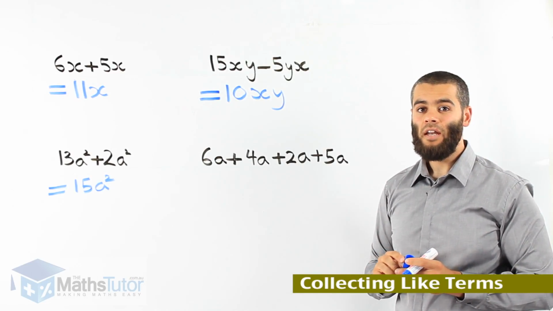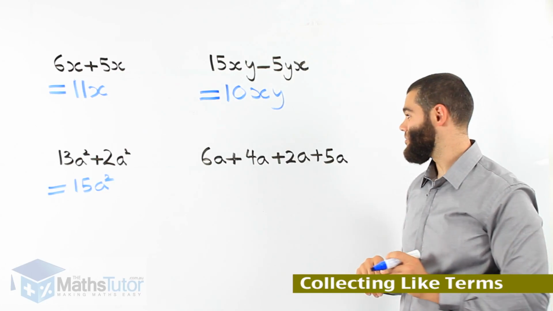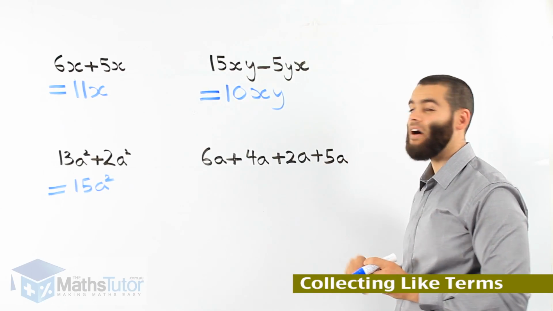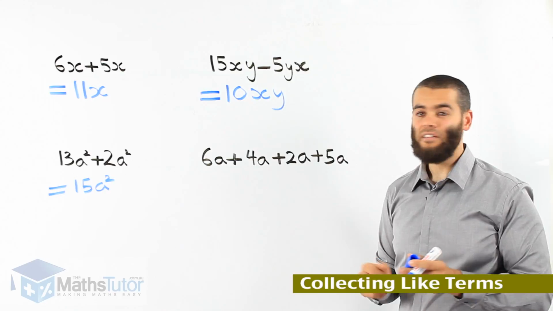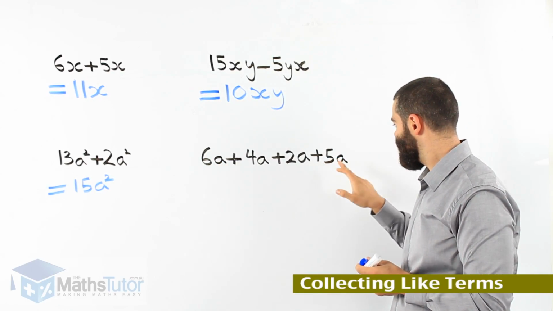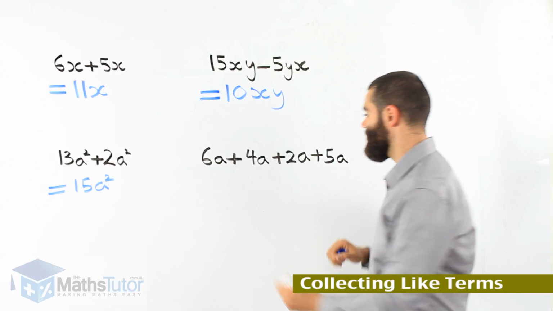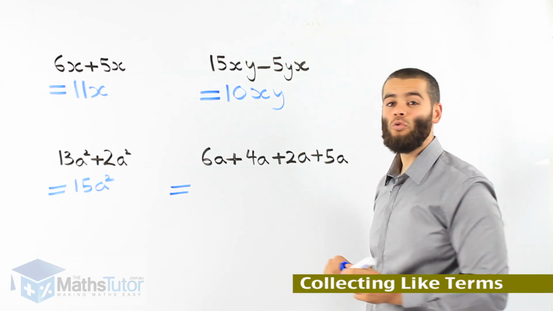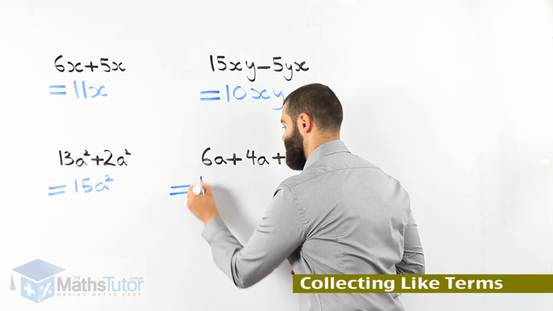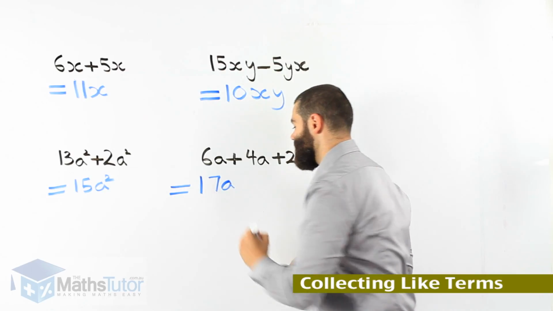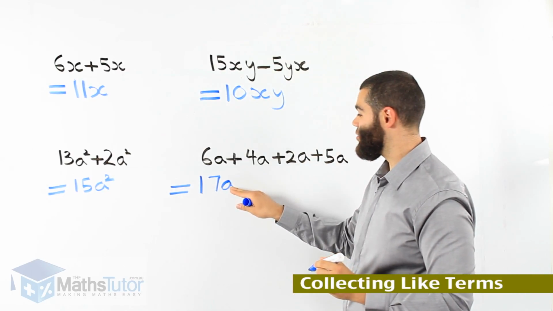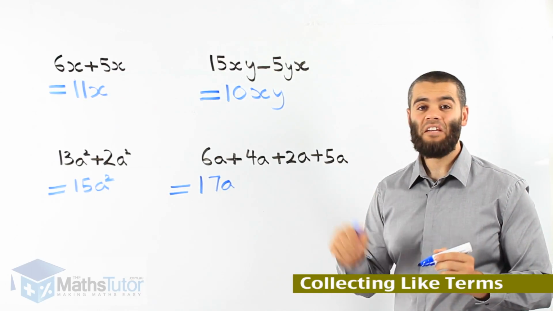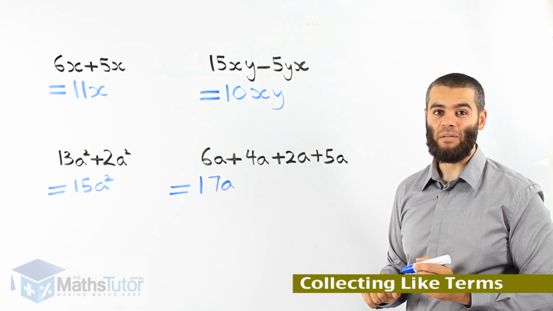Here, another example, but it's a little bit longer. We have 6a plus 4a plus 2a plus 5a. Are they all like terms? A, and A. Yes, they are. We add them all up. 6 plus 4, 10 plus 2, 12 plus 5, 17. 17a. Very important not to forget to include the pronumerals. So 6a plus 4a plus 2a plus 5a is 17a. Let's do some more examples.